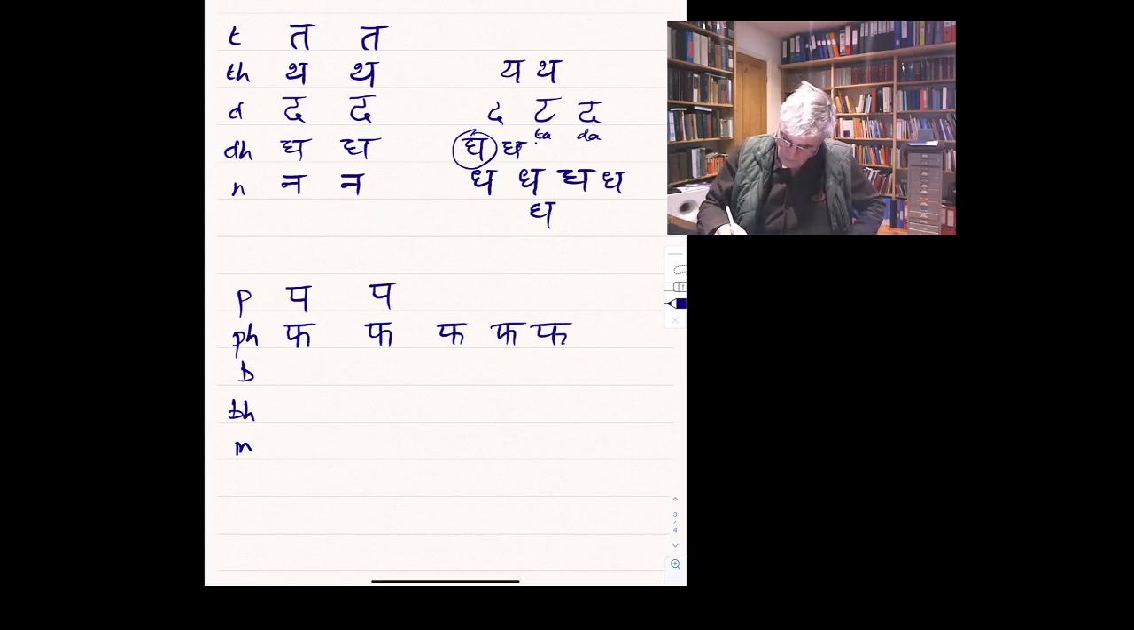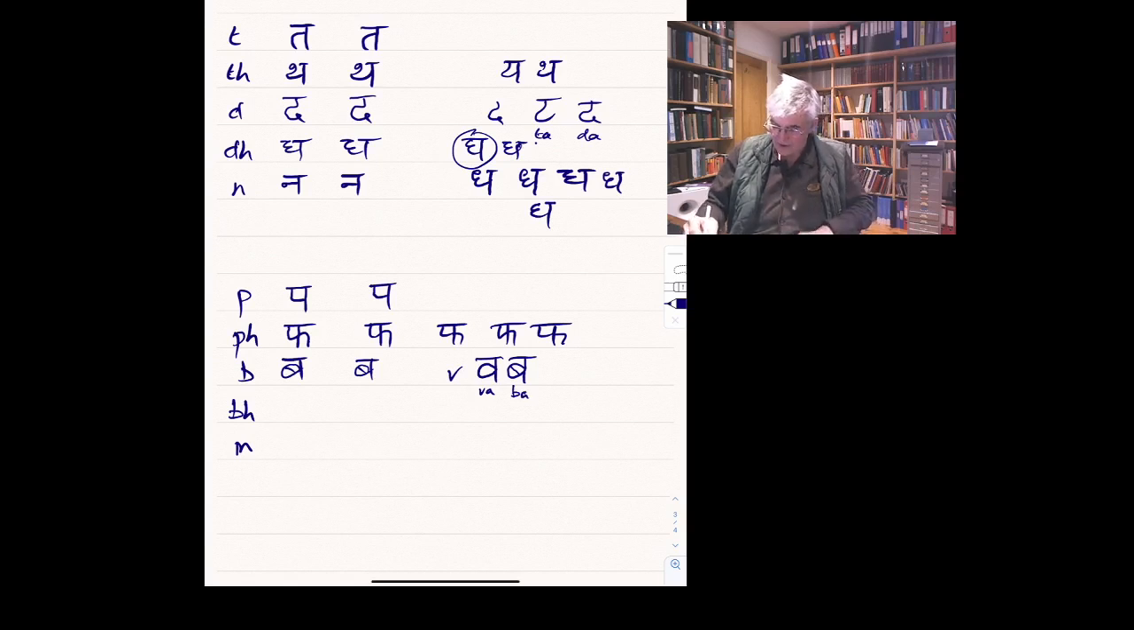Now the B. Note that, and we'll come to this in a moment, the letter V is written just like this, almost egg-shaped. The B is the same shape, but with this bar through the middle. So remember that's V, and this is B. The only difference between them is that line in the middle.